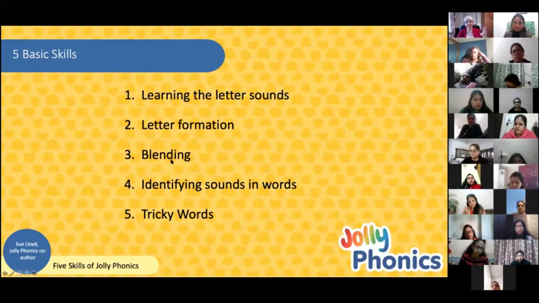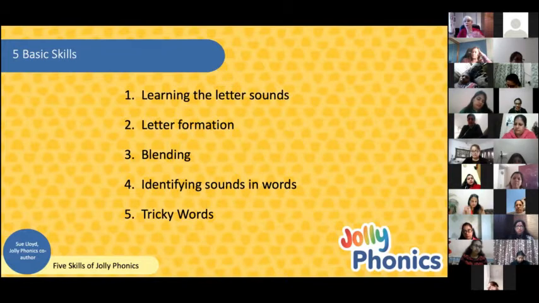Blending, that's that skill of being able to put the sounds together. K, at, cat. And then identifying the sounds in words. Well, that was the influence of that researcher all those years ago. And what we do is, if you want to write cat, listen, k, at, and we would hold up a finger for each sound. And by doing quite a few of those with the children, you gradually tune them in and they get used to just listening all the time for the sounds.